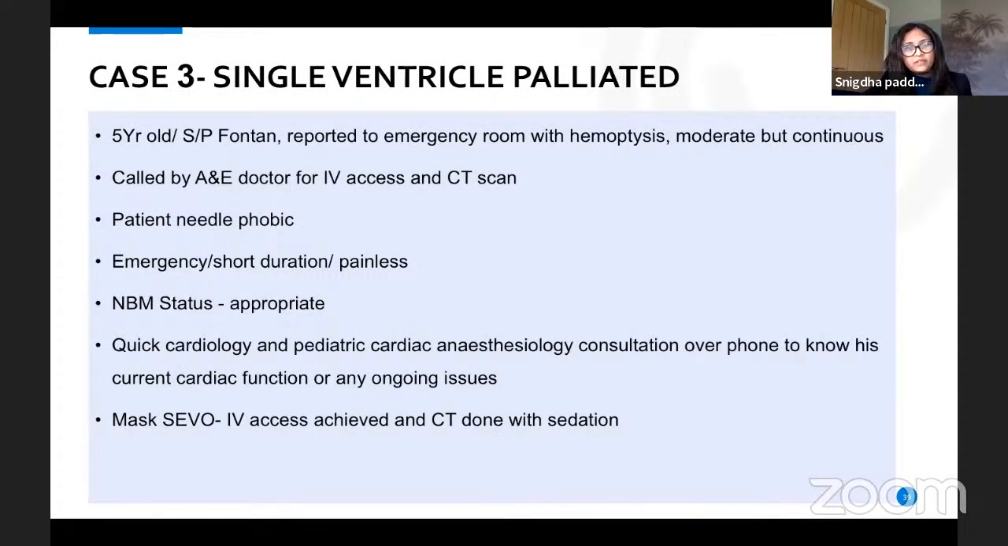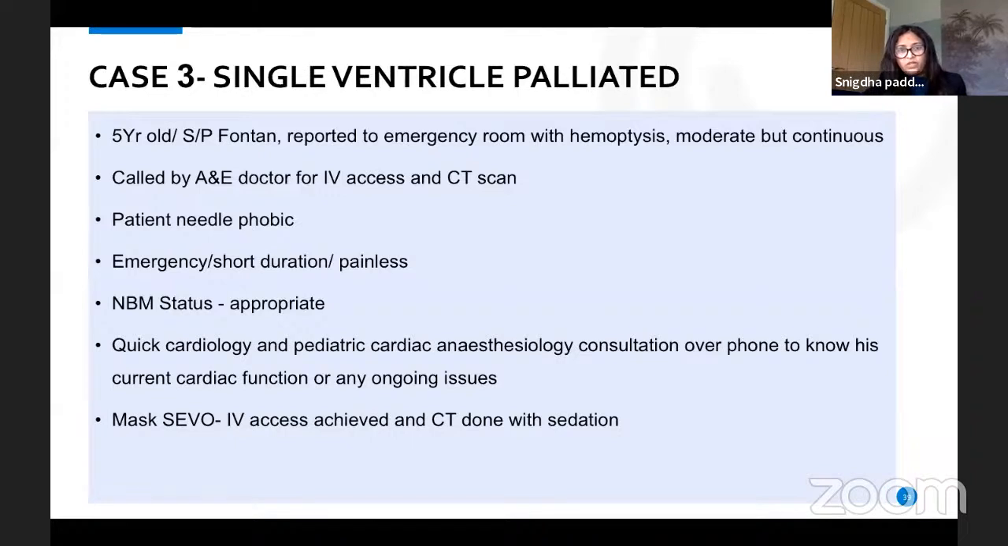So this is again a real life example, and regardless of the background, whether you're from cardiac or non-cardiac background, any one of us can get caught in this kind of situation. There was a 5-year-old boy, status post-Fontan, who came to an emergency room with hemoptysis, which was moderate, but it was continuous. So my anesthesia colleague, who's from general background, got a call from the A&E doctor to have an IV access and CT scan for this boy. This boy was needle phobic. So the procedure is emergency, short duration, and painless. NBM status was appropriate.